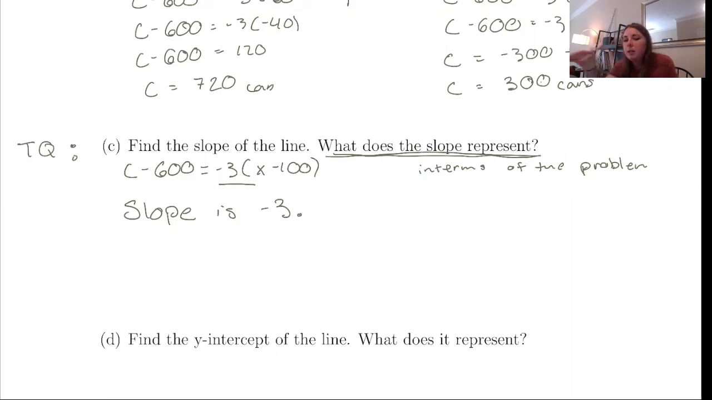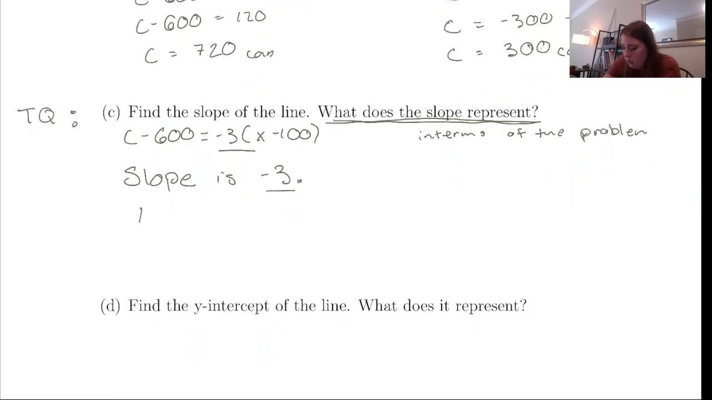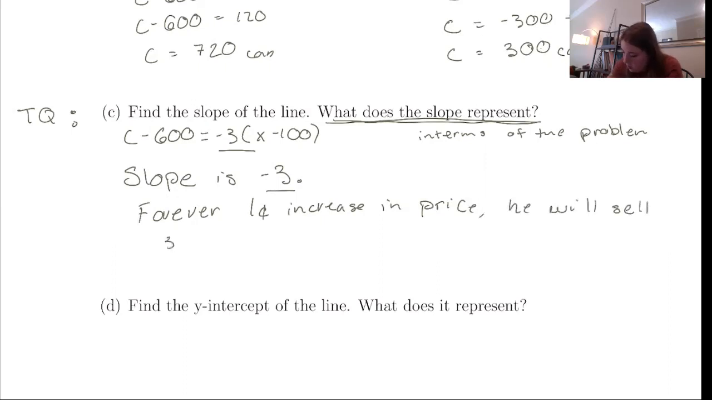So if we were to dial that back, we're talking about slope is -3. So we can say for every 1 cent increase in price, he will sell 3 cans fewer, because we're asked what the slope represents.